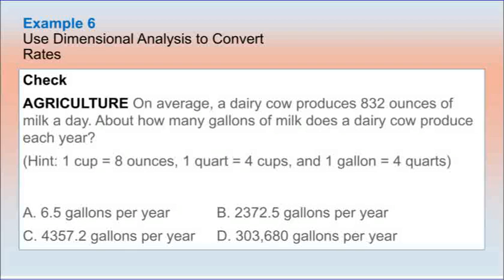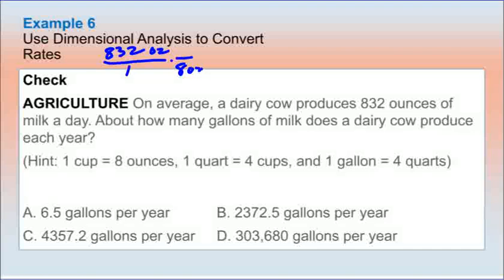Next, on average, a dairy cow produces 832 ounces of milk a day. About how many gallons of milk does a dairy cow produce each year? So hint, 1 cup equals 8 ounces, 1 quart equals 4 cups, and 1 gallon equals 4 quarts. So we have 832 ounces per day. We want to know how many gallons they would produce in 1 year. So I need to convert that to gallons. So we have 8 ounces in a cup.